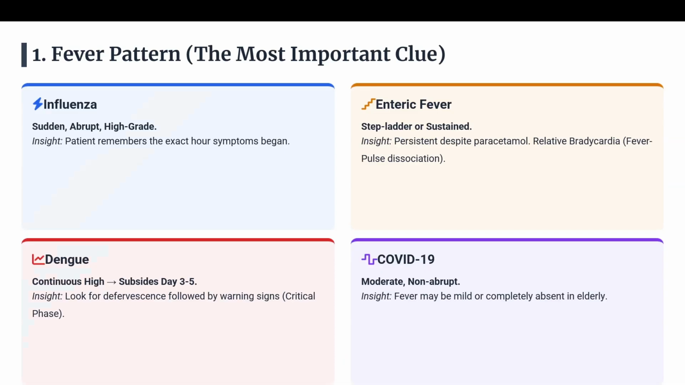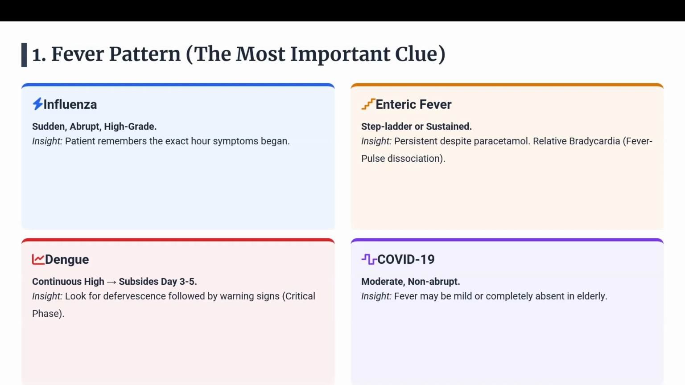Let's get started. So, the most important clue when the patient presents to the emergency should be the fever pattern. Influenza patients present with abrupt, sudden high grade fever, usually of 1 to 2 days. The patient remembers exactly how the symptoms began. You could ask when it began, and the patient will definitely say right after my breakfast, right after the dinner. It started suddenly, high grade fever with a mild throat pain or some cough. This could be the ideal presentation for influenza.